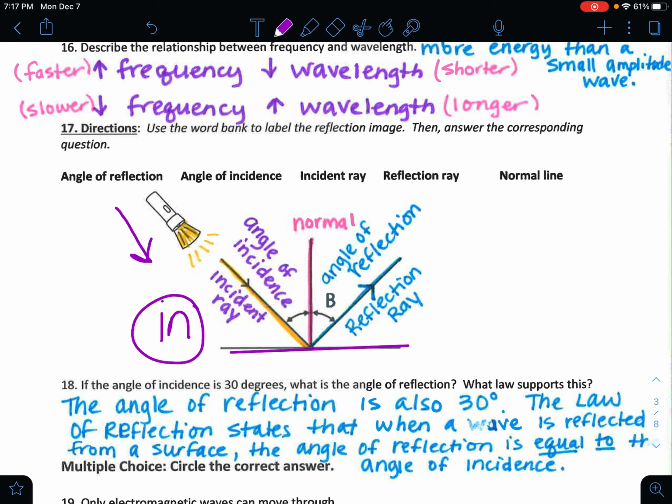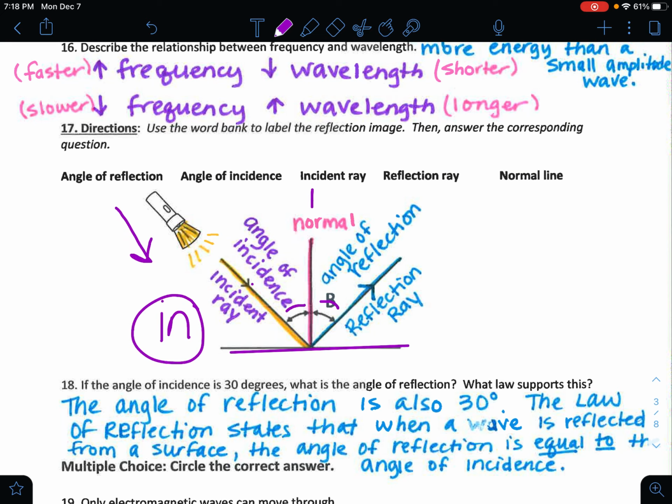Okay, so the angle coming in and the reflected angle, the incident ray and the reflected ray, they're going to be the same. And we are going to be measuring from this normal. Remember, this is an imaginary line that forms a right angle perpendicular to the mirror surface. So the angle of incident is determined from the incident ray to the normal, and the angle of reflection from the reflected ray also to the normal. So if the angle of incident is 30 degrees, what is the angle of reflection? What law supports this? If the angle of incident is 30, then the angle of reflection is also going to be 30, because they have to be the same.